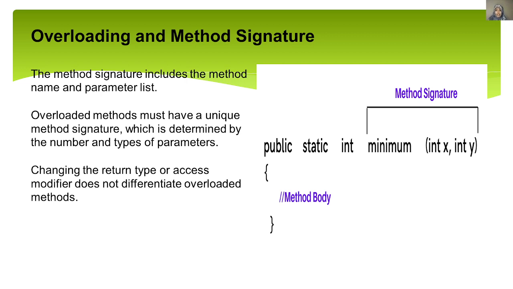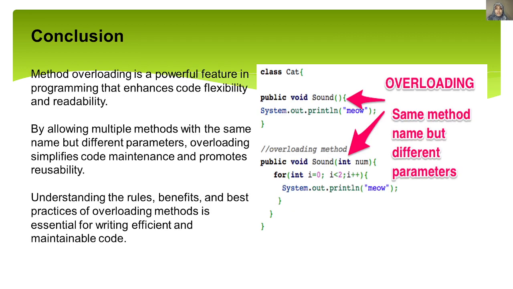Conclusion. Method overloading is a powerful feature in programming that enhances code flexibility and readability by allowing multiple methods with the same name but different parameters. Overloading simplifies code maintenance and promotes reusability. Understanding the rules, benefits, and best practices of overloading methods is essential for writing efficient and maintainable code.